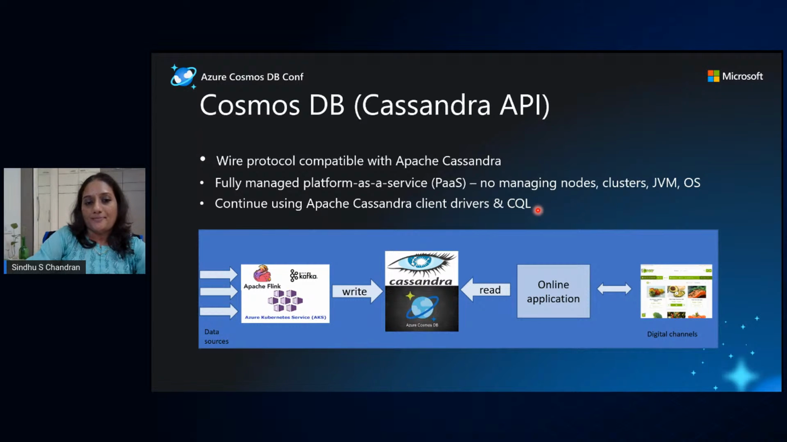So this is the kind of setup that they are moving to, where they will continue to use their Flink and Kafka based data pipelines hosted on Azure Kubernetes Service and writing to Apache Cassandra provided on Cosmos DB. From where the online application will read this data based on the requirements of the digital channels that this empowers.